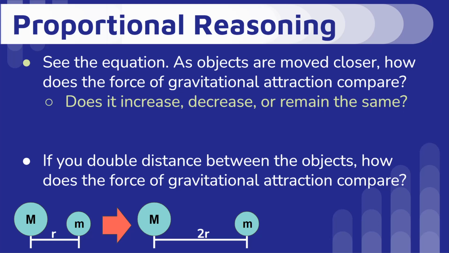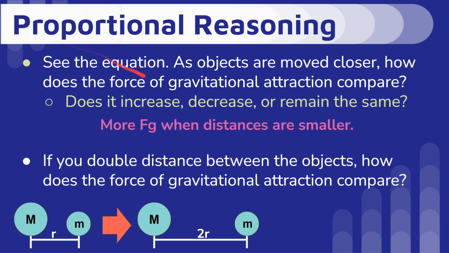Okay, as the objects are moved closer to each other, how does the force of gravitational attraction compare? Is it going to be more gravitational attraction, less, or the same amount if you move objects closer together? More. Okay, if they're closer together, you're dividing by a smaller distance, and dividing by a smaller number, of course, gives you a larger answer. And so you would expect that you'd have a greater amount of gravitational attraction when those objects are closer together.